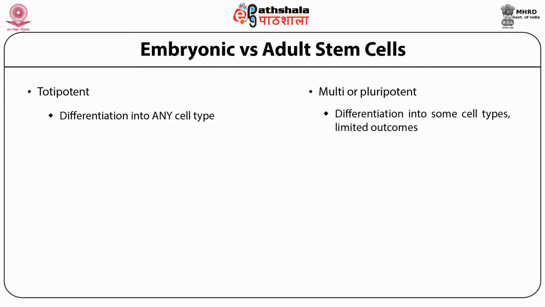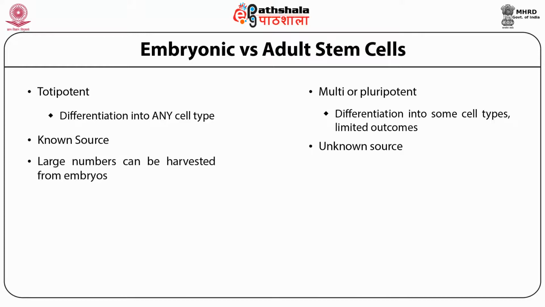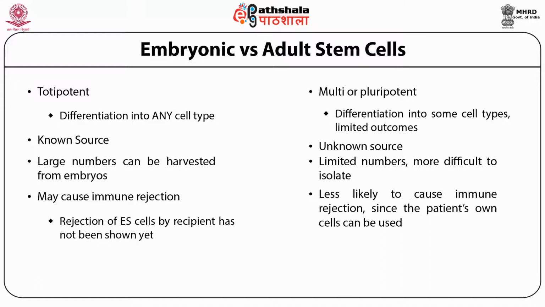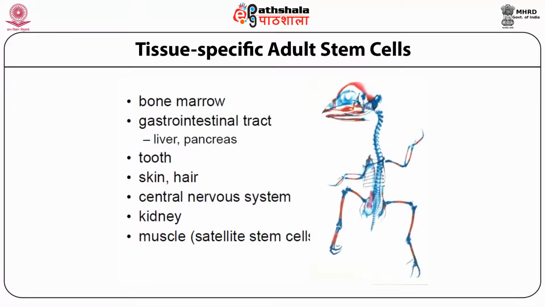And again, for these embryonic cells, their source is known, whereas in adult cells, their source is not known. In embryonic cells, large numbers can be harvested from embryos, whereas in the adult cells, only a limited number can be obtained, and it is very difficult to isolate also. The one drawback which embryonic cells have is that they may cause immune rejection, whereas adult stem cells are less likely to cause immune rejection because the patient's own cells can be used as adult stem cells. So there are some tissue-specific adult cells also.